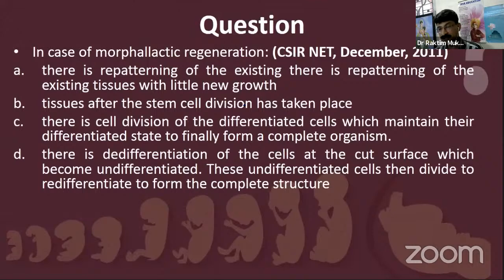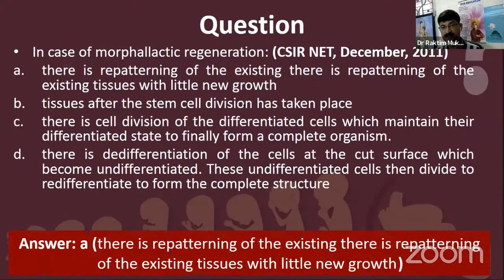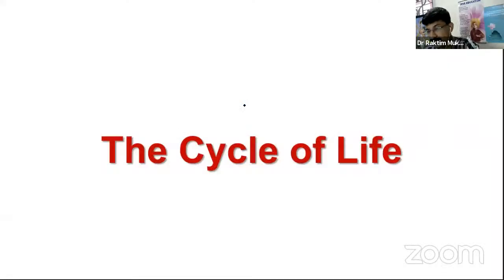And yes, if you can see, option A is the right answer. There is repatterning of the existing cells and tissues with little new growth. That's how things unfold. So that completes the second segment. Now I move on to the next segment, the cycle of life.